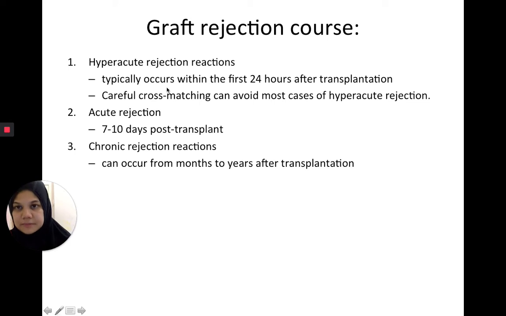The first one is the hyperacute rejection, and that will happen within the first 24 hours after the transplant. But usually this can be avoided because there'll be all those screening tests to make sure that the HLA matches, et cetera. The second stage is the acute rejection, which happens between 7 to 10 days post-transplant. And then finally, chronic rejection can also happen. So even though you've passed the first 2 weeks and it seems like the graft has been accepted, there are cases where months or years after the transplantation, you start seeing the immune system rejecting the graft as well.